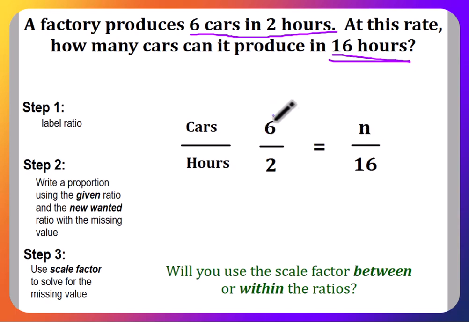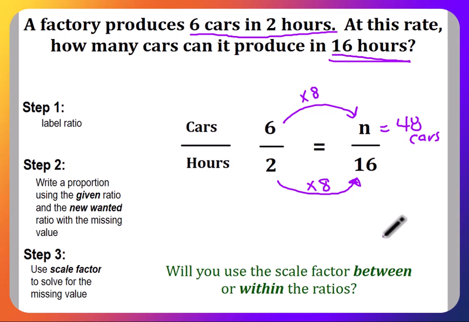And of course, we can't go from 6 to n because we don't know what n is, but we can go from 2 to 16. We're getting bigger. When you get bigger, that's always multiplication. We're multiplying it by 8. Use the same scale factor on the 6, and 6 times 8 is 48. So they can produce 48 cars in 16 hours. That's going between.